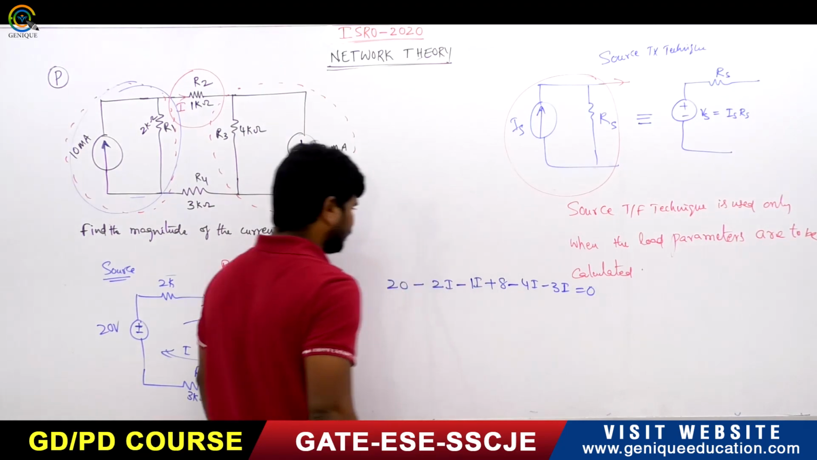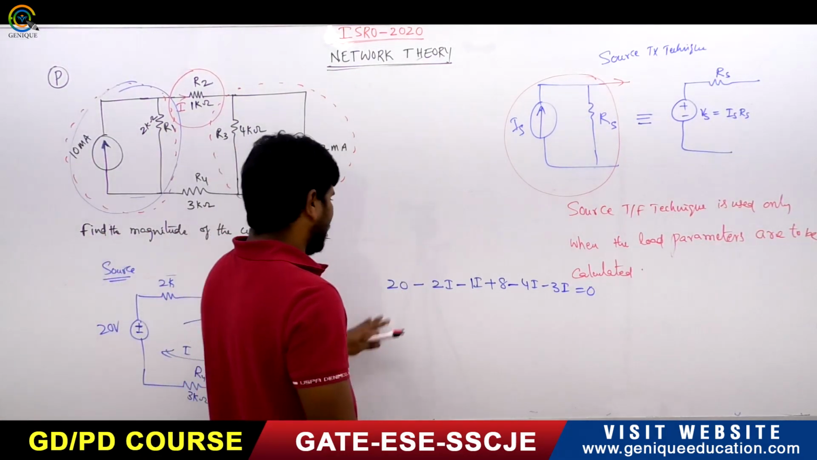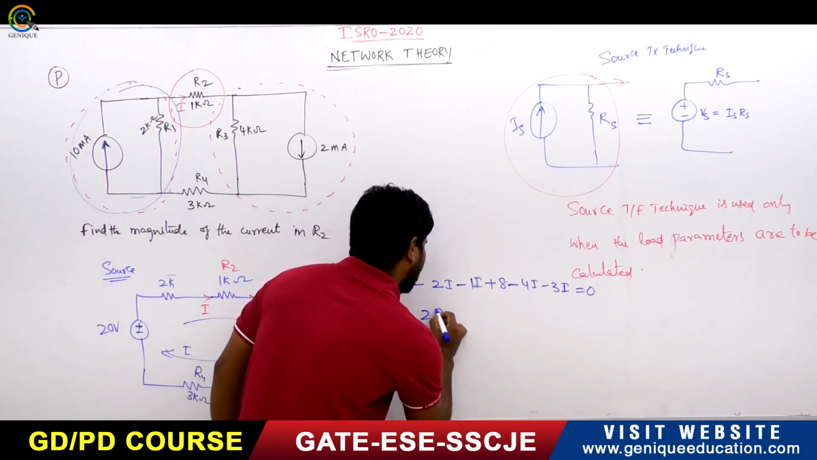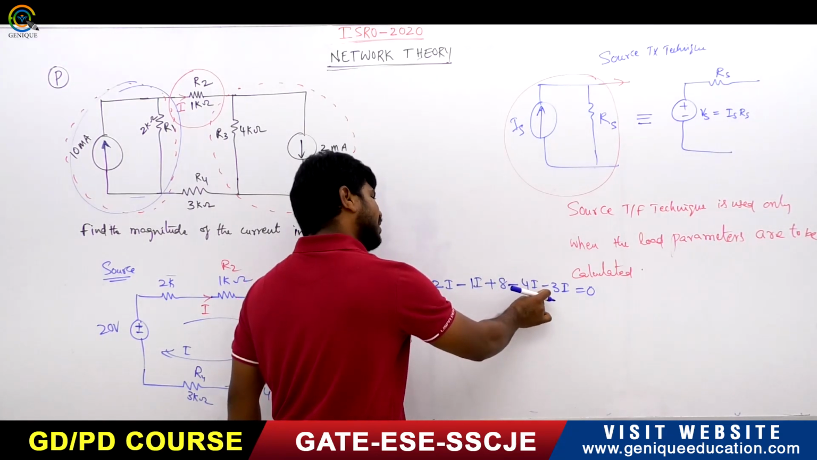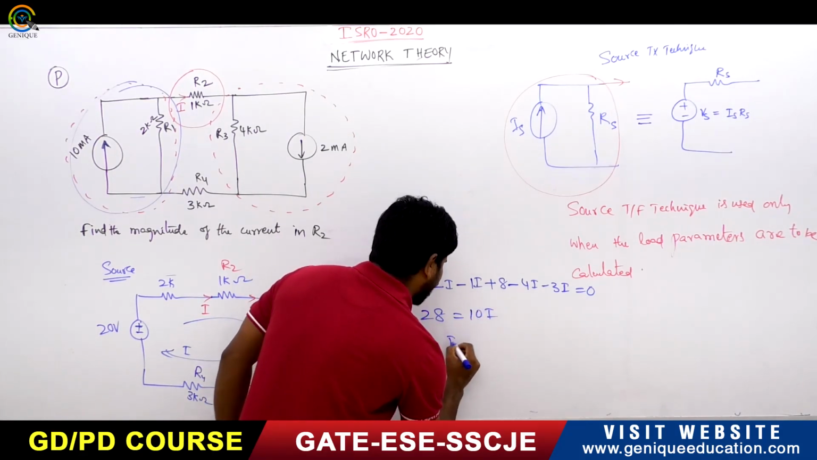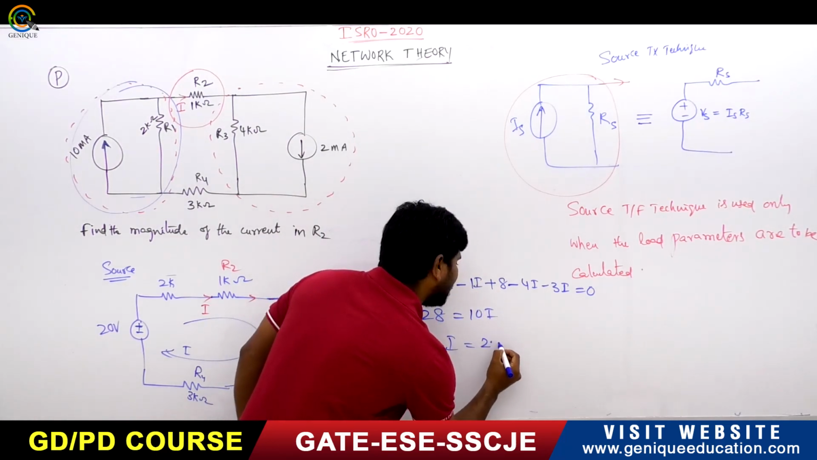Now from this, what is I? It is 28 equals 2 plus 1 plus 4 plus 3, that is 10I. So from this, I is equal to 2.8.